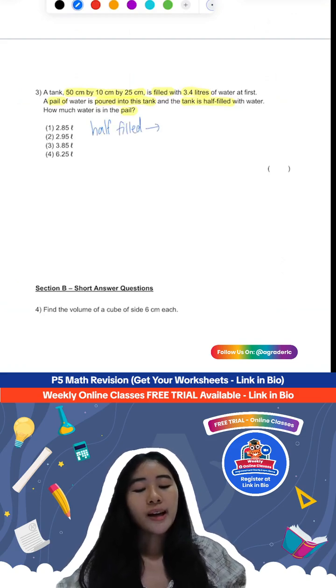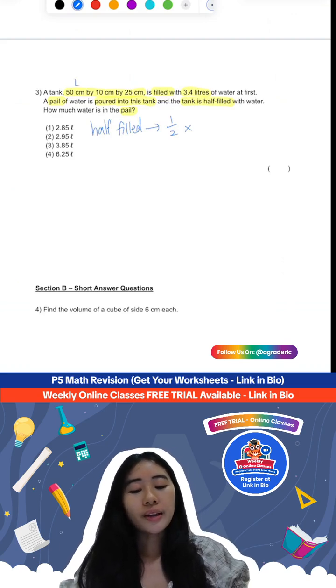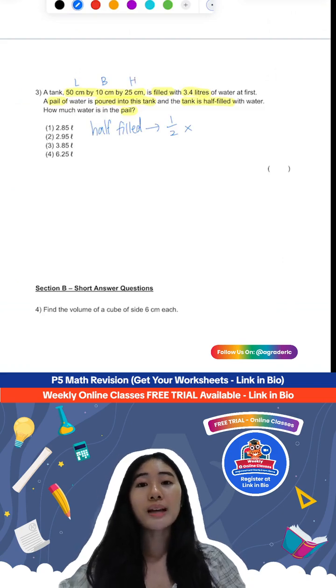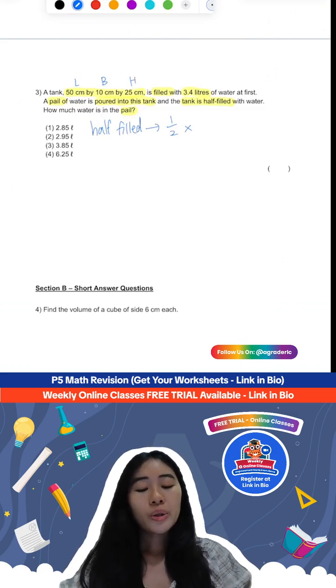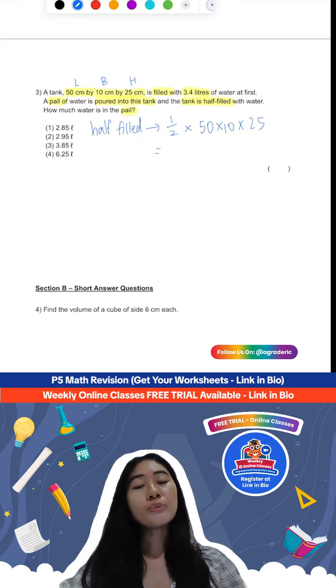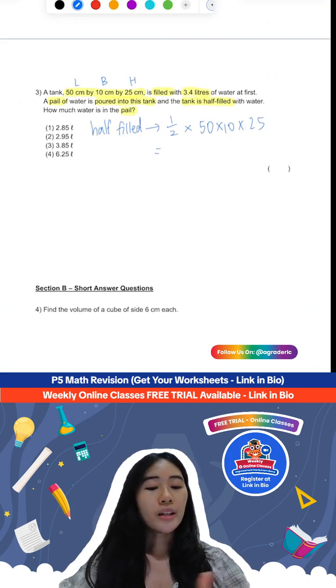So when the tank is half filled, you can use half times the length, the breadth, and the height of this tank. Because the formula for volume is length times breadth times height. So I will use half times 50 times 10 times 25. That will give me the volume when it is half filled. So you should have gotten 6,250 cm cube for this.